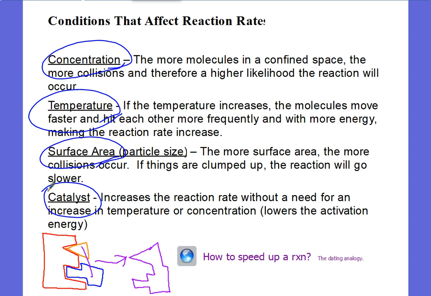Oh, you're reading? Breaks down the enzyme? That's pretty good. That's not up there. Yeah, it speeds up a reaction, but it does it by lowering the amount of energy that's needed.